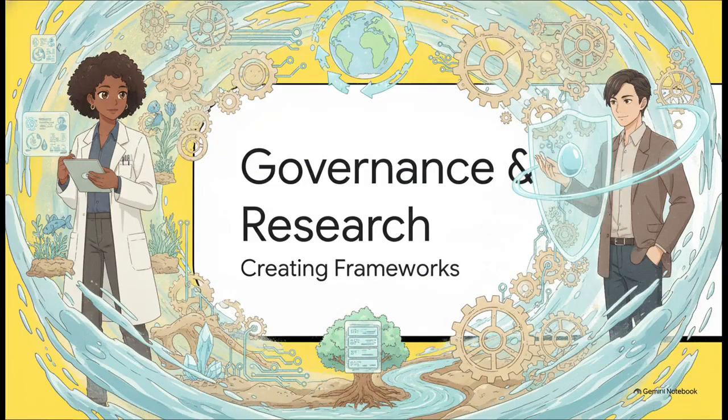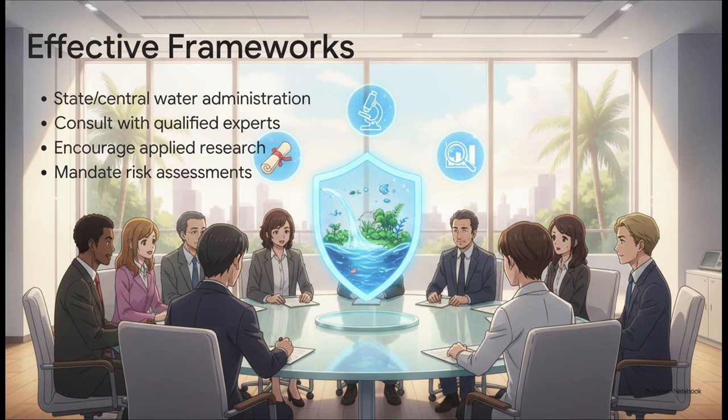Moving on to Section 4, Governance and Research, or in other words, creating the right frameworks. Look, amazing technology alone just isn't enough. We need the right frameworks to back it all up. The most brilliantly engineered wetland or hybrid reactor is only going to be built if there's a system actually demanding it. We need water administration firmly managed by state or central governments with really strong, clear regulations. We need constant consultation with qualified experts, and we definitely need ongoing funding for applied research and public health engineering.